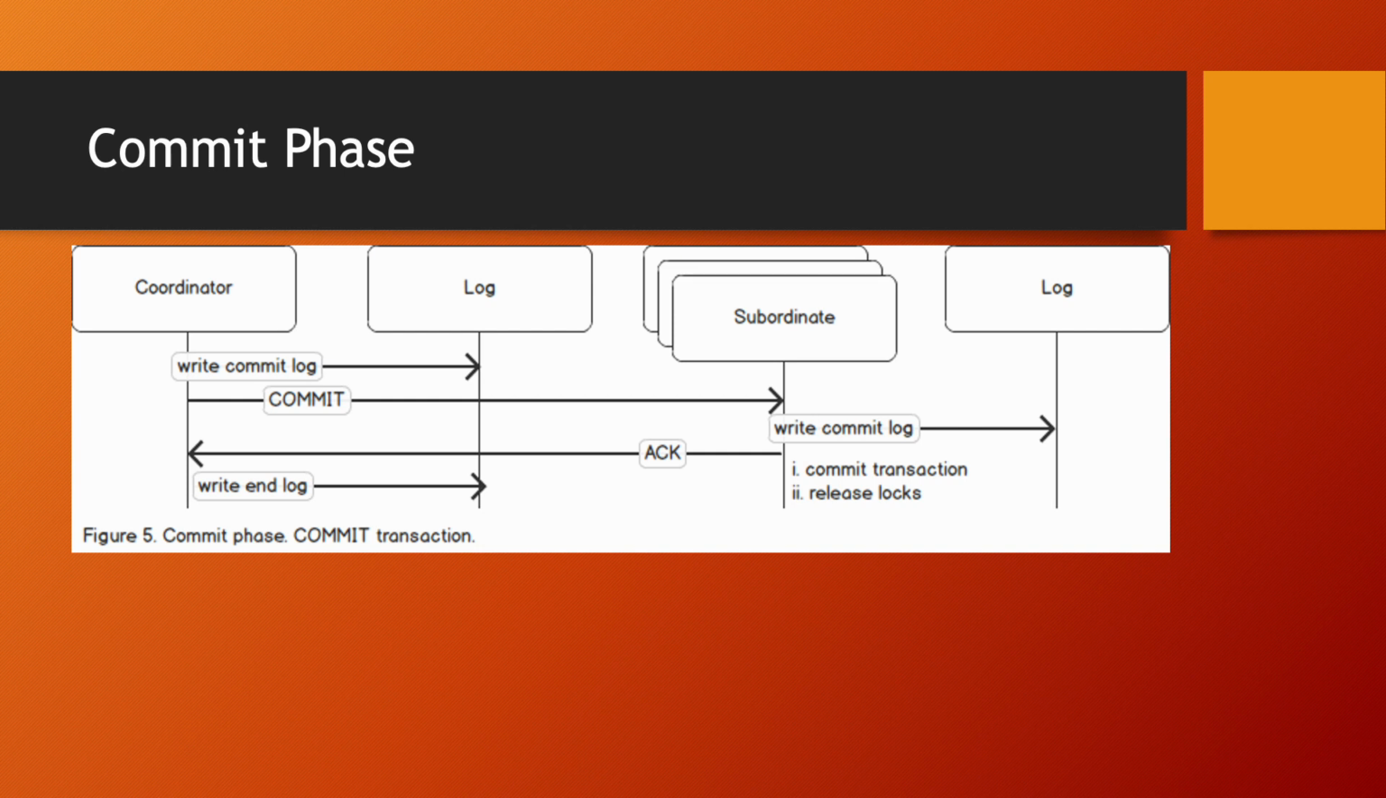Here, all subordinates have voted yes and the transaction is committed. The coordinator first writes a commit log. After this write, the transaction is considered committed and cannot be rolled back. After writing the log, the coordinator sends a commit message to each subordinate, and each subordinate commits the transaction by writing a commit log and sending an ACK message back to the coordinator. At this point, the subordinate can update any data and release any locks. After receiving all ACK messages, the coordinator writes an end log signaling that the transaction is complete.